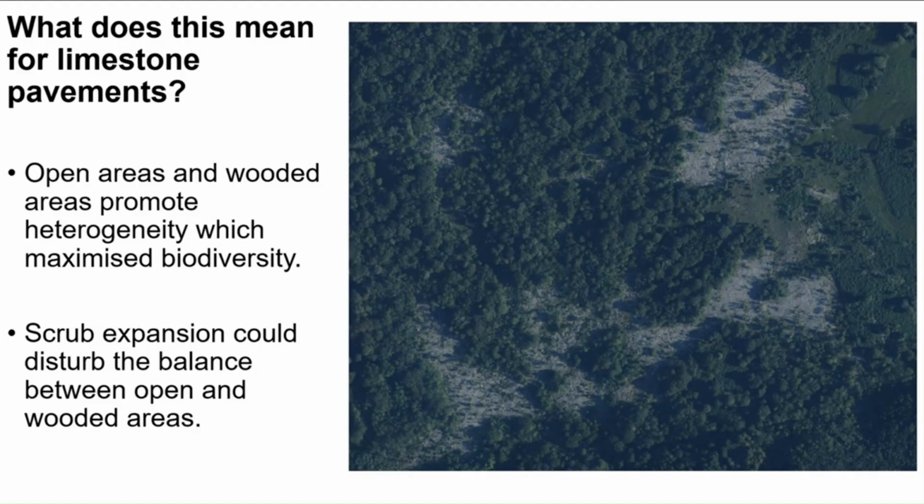The risk of scrub expansion, which I mentioned at the start, I think is coming in when areas like this, which again, maybe you can't see very well, there are open areas of pavement that are gradually being lost to scrub and tree cover. If we lose more areas like that, those open areas, it might be that we tip the balance towards wooded pavement. So instead of supporting open and wooded communities, it shifts towards a more woodland dominated community.